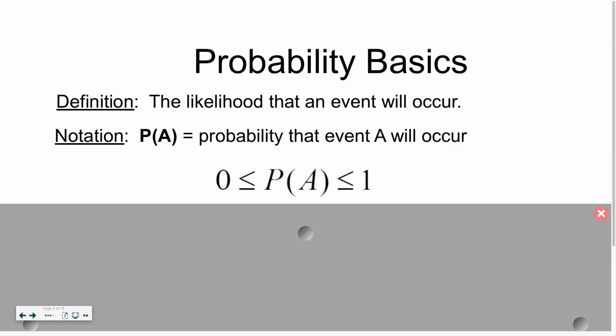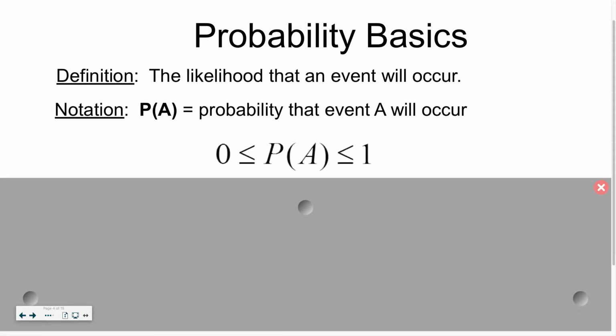Make sure you get this new notation down. When we're working in probability, we're going to be using capital letters. And it sort of looks like our old function notation, f of x. So P of A. It's the probability that event A will occur. And you can put anything you want in for A.